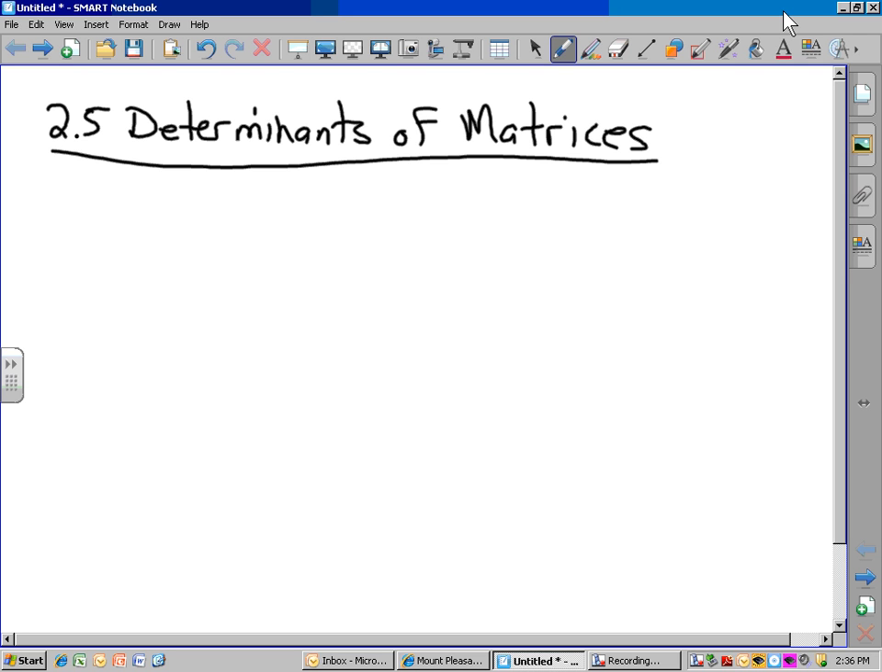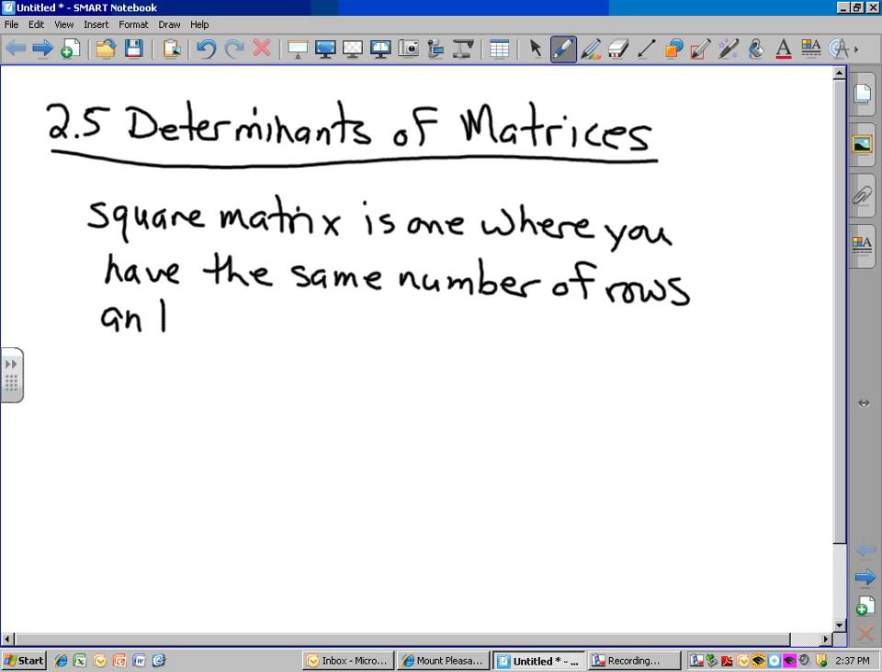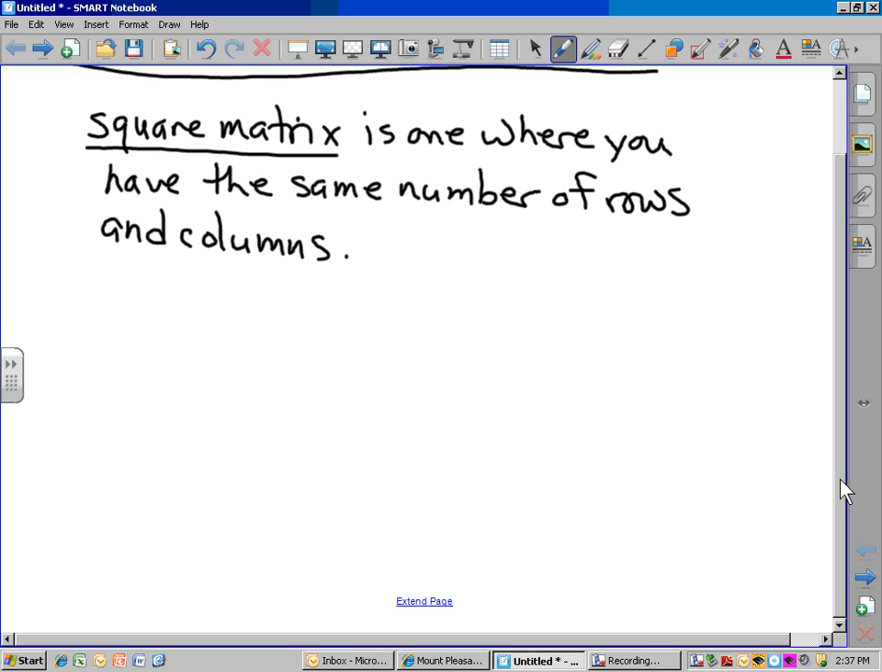And a square matrix is one where you have the same number of rows and columns. You cannot take the determinant of a matrix that is not square. All right, so let's take a look at an example.